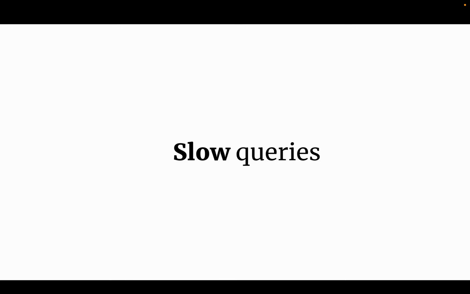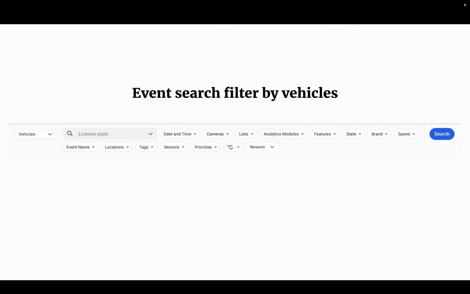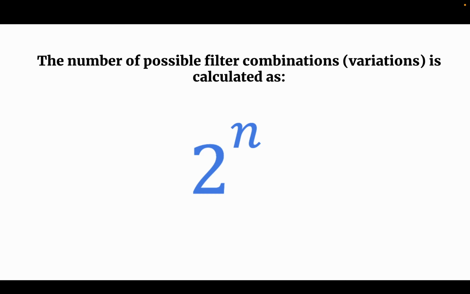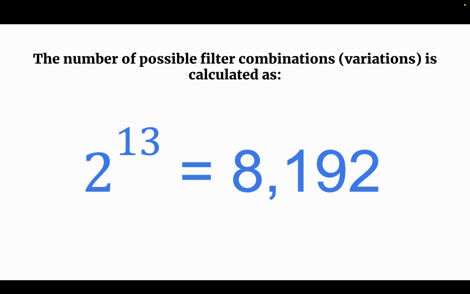Let's dive deeper into the slow queries. What is happening here? For instance, this slide represents how we can build search requests. The number of possible filter combinations is calculated as 2 raised to the power of n. For this search page, the number of possible filter combinations is more than 8,000.